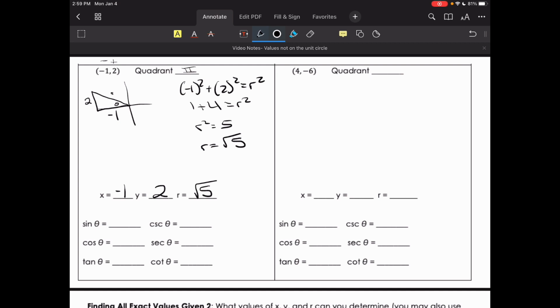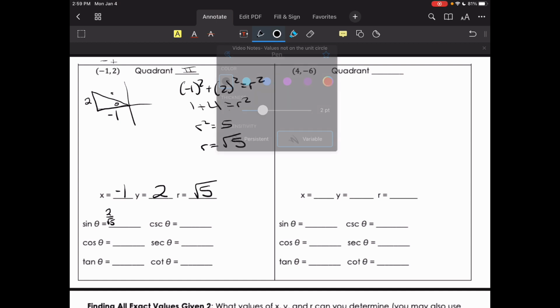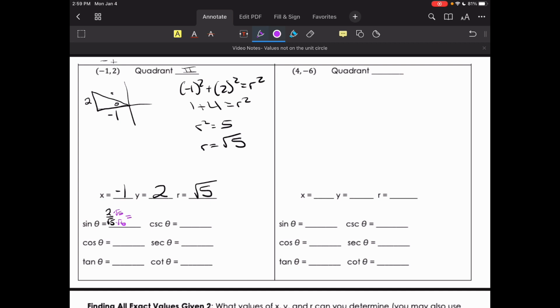So since my hypotenuse has that radical sign in it, when I go and set up some of these, I'm going to have to rationalize my denominators. So when I look at sine, it is y over r. So that would give me 2 over the square root of 5. But again, I can't have those radicals in my denominator, so I would have to rationalize and multiply the top and bottom by the square root of 5. So I would have 2 root 5 over 5.